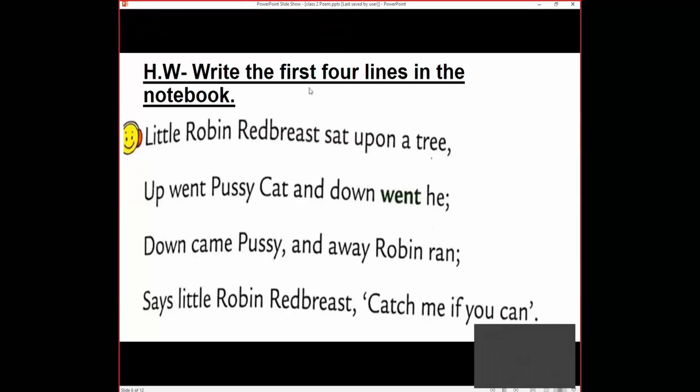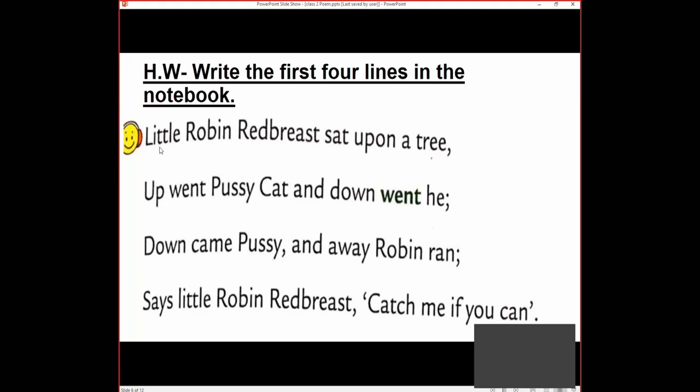Homework, write the first four lines in the notebook. Okay, children? These are the first four lines of your poem. Little Robin Redbreast sat upon a tree. Number two, up went pussycat and down went he. Then the next sentence, down came pussy and away Robin ran. The last sentence says, little Robin Redbreast, catch me if you can.